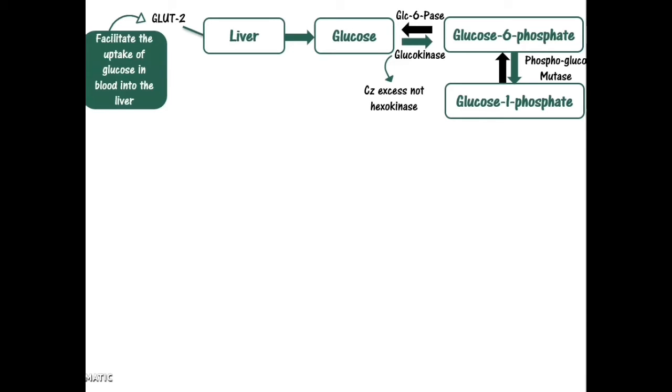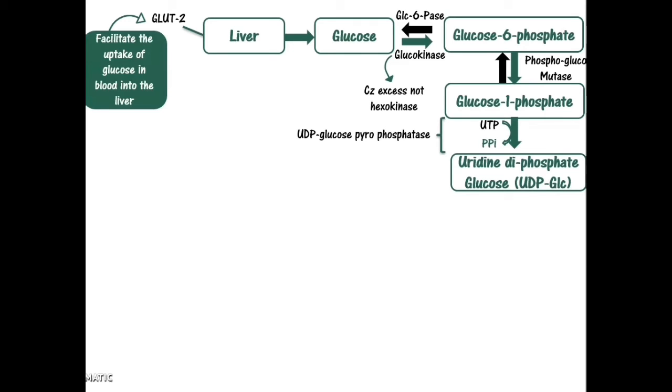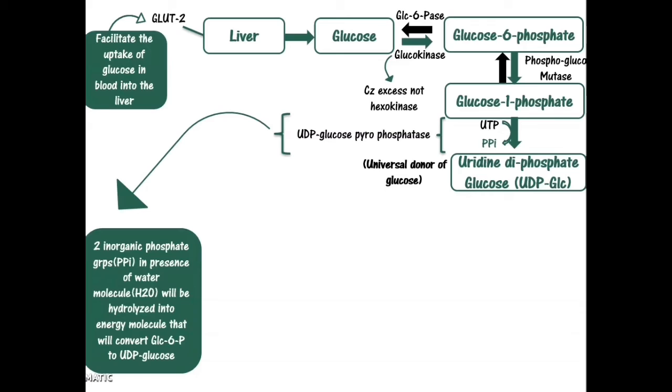Amazing. Now, when glucose 1-phosphate is obtained, this compound will help in the synthesis of uridine diphosphate glucose, one of the most important compounds in this pathway, known as the universal donor of glucose. This step is catalyzed by the enzyme UDP-glucose pyrophosphorylase. Here, kinase means addition and phosphatase means removal of a phosphate group, and this enzyme will remove a phosphate group from glucose 1-phosphate, yielding the core, the glucose molecule.